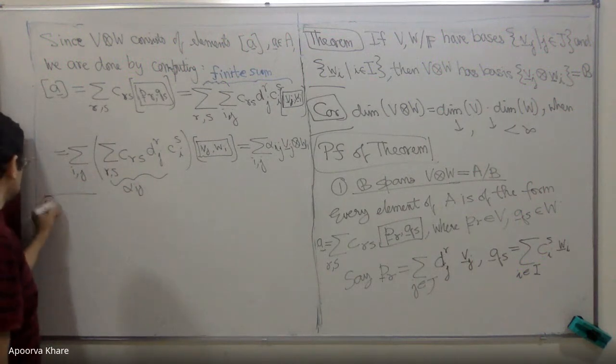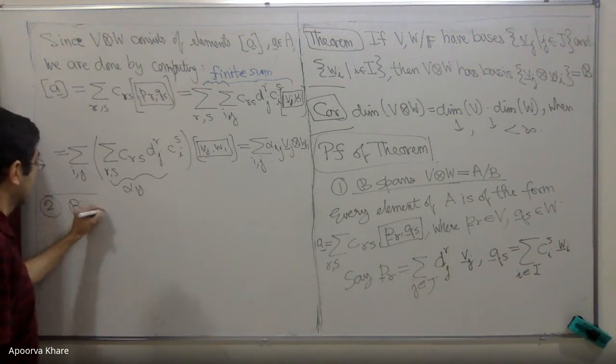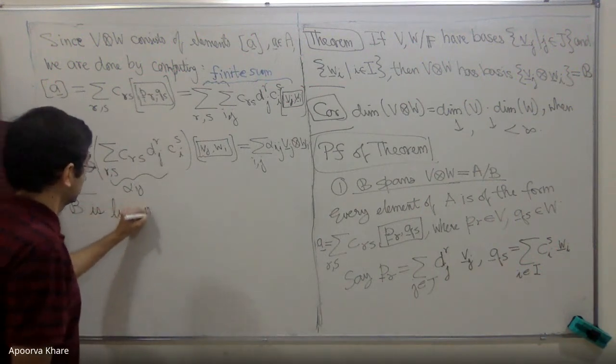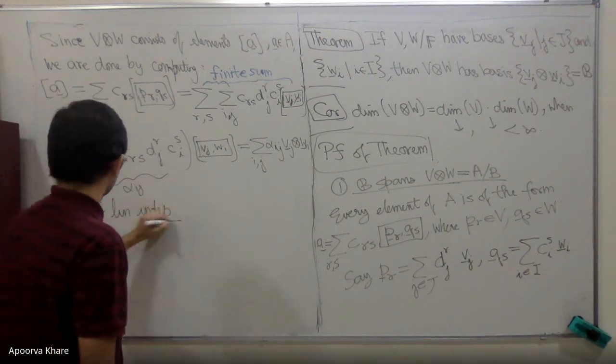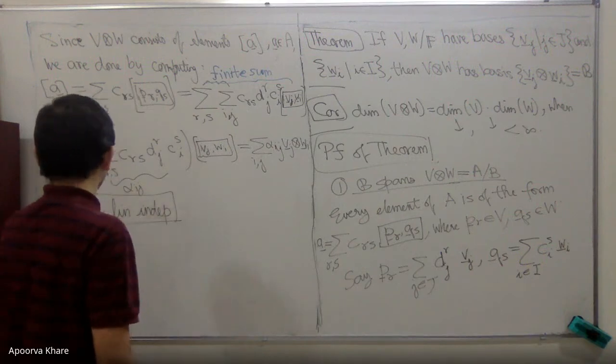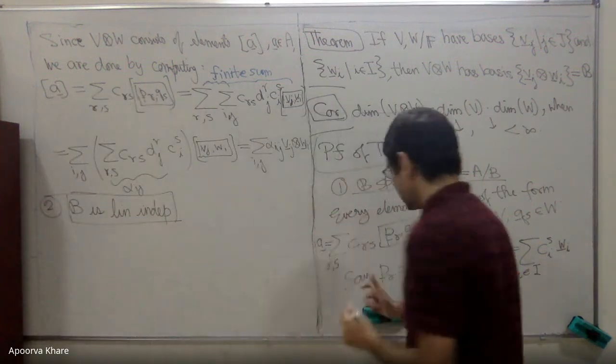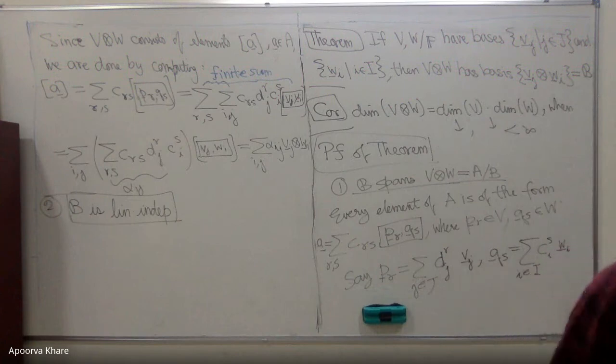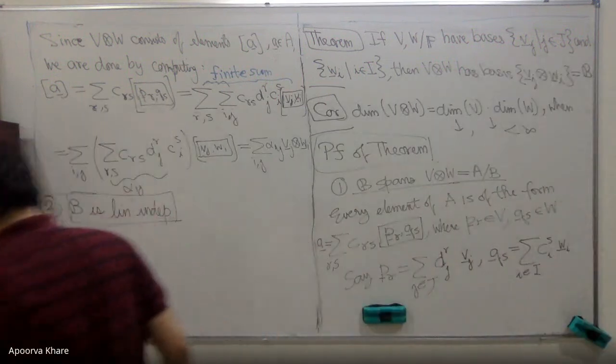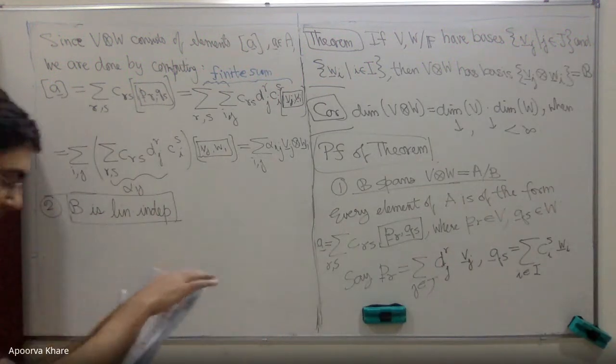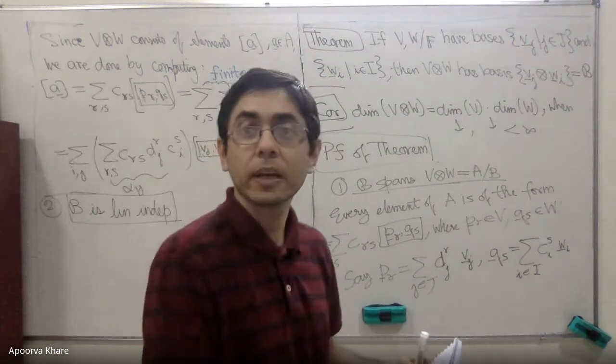The second is that B is linearly independent. That is the tricky one. So for that, as I said, you have to use the universal property. Sorry, where did my notes go? Okay, so then after that.